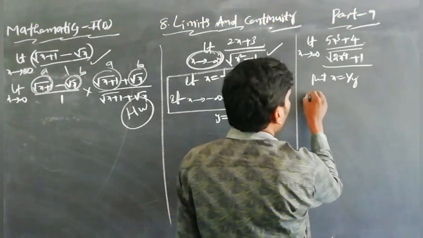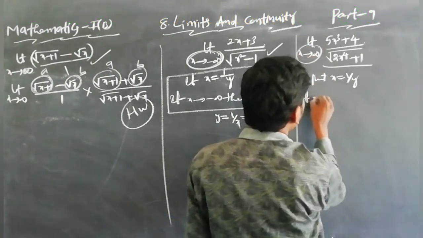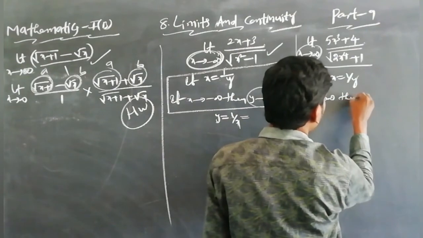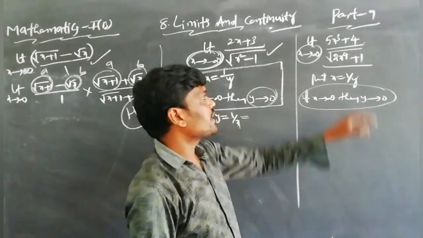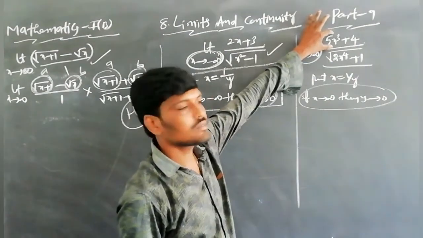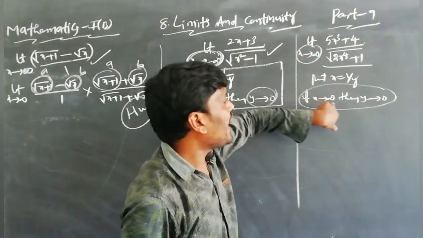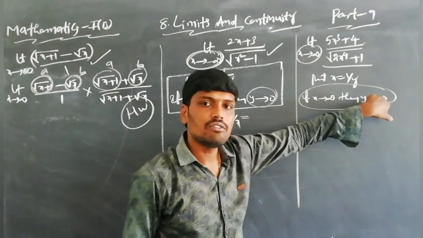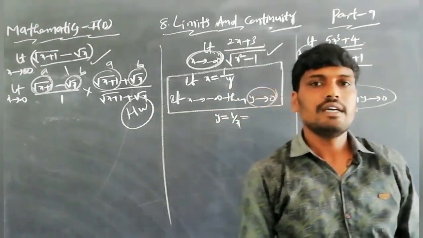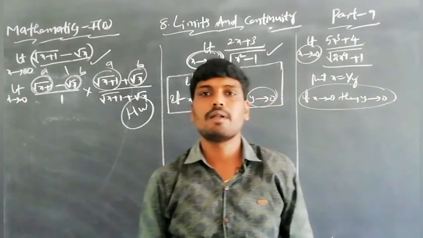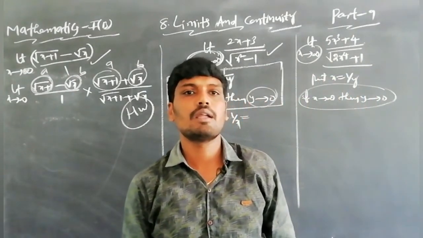Next, if x tends to infinity, then y tends to 0. This is also the same way. In this way, you can write 1 by y in place of x, and in place of x tends to infinity, you can write y tends to 0. After that, simplify in a similar way. This is a homework or assignment problem of a similar model.